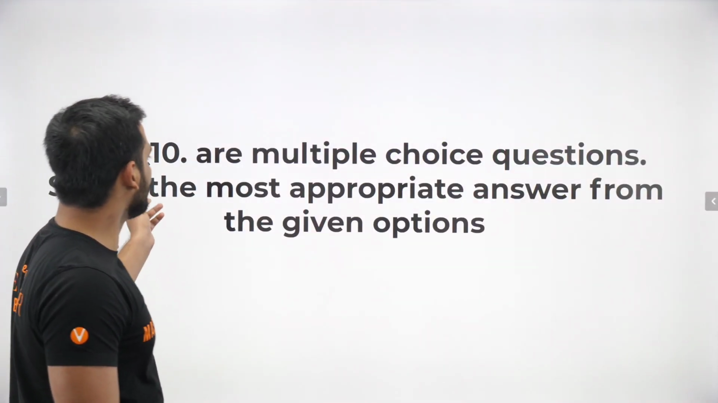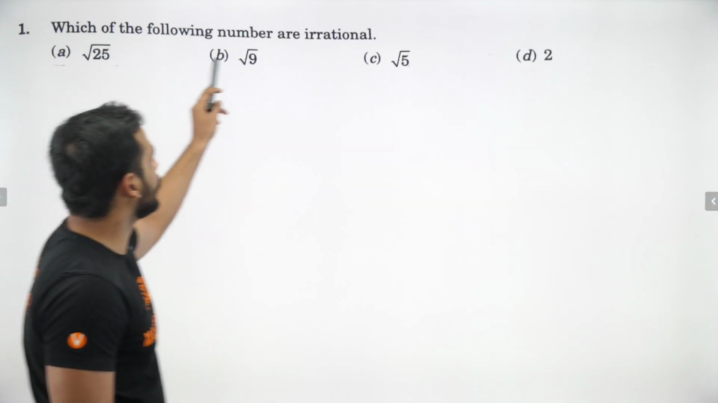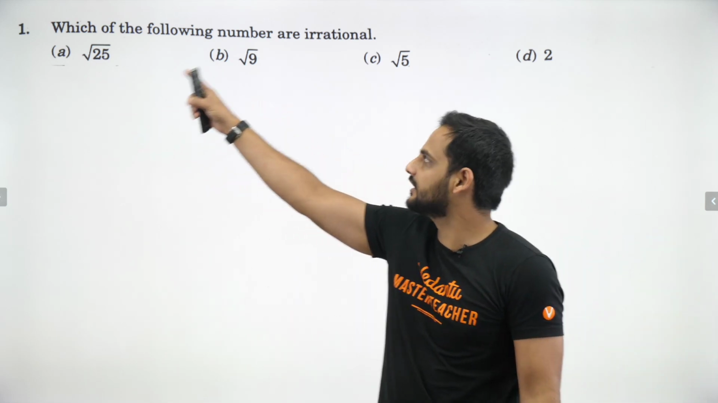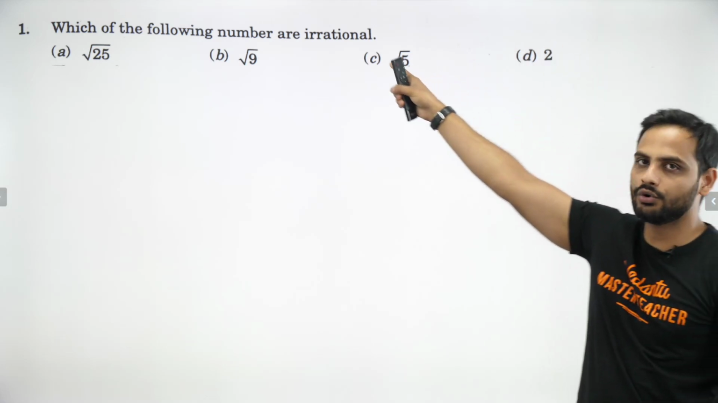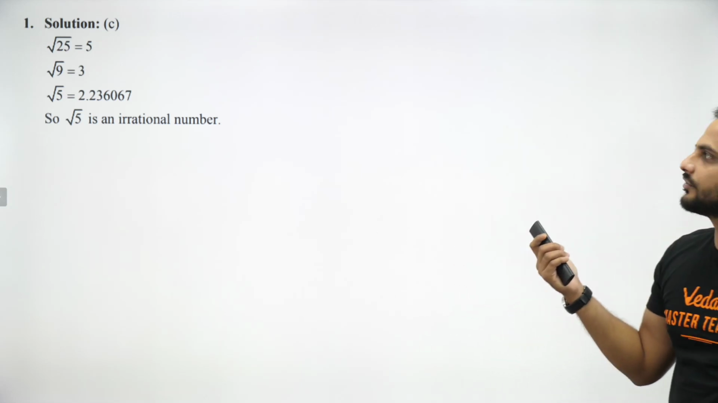So 1 to 10 are multiple choice questions. We are going to discuss that part. First one, which of the following numbers are irrational? अब देखो यार, root 25 is 5, which is a rational number. Root 9 is 3, which is a rational number. 2 is already a rational number. Root 5 is not a rational number. It is an irrational number. Let's move to the next question.